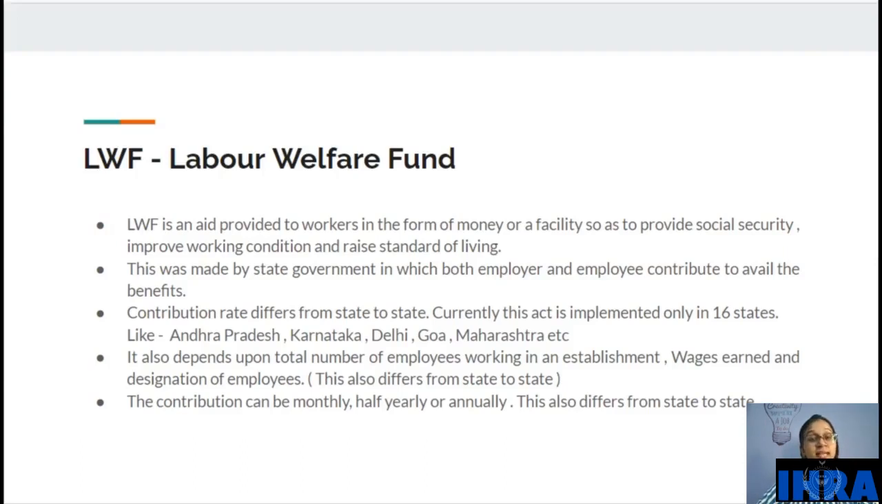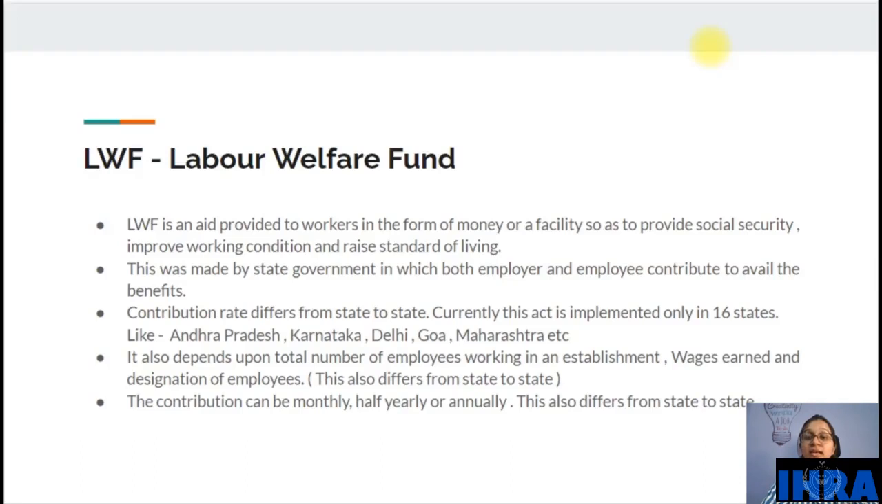It was made by the state government, in which both employer and employee contribute to avail the benefit. So mostly this is governed by the state government. They control this fund, and both the employer and the employee have to contribute some amount to avail this benefit. The contribution rate differs from state to state. As I told you, this is managed by the state government, so every state, the rules are different.